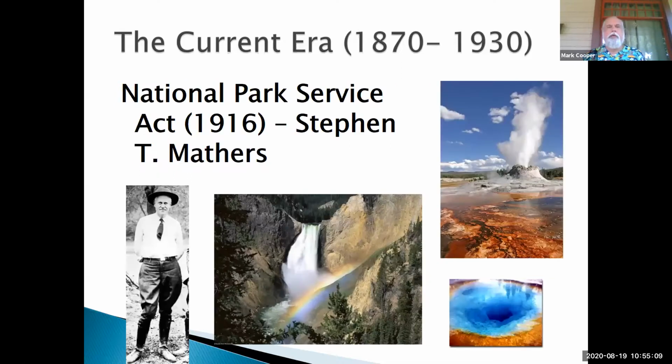All right, and then we get to the national parks, and we have Stephen T. Mathers. His name will show up in plaques and things. He's actually on a plaque at Yosemite. I was just up there a couple of weeks ago. And also, I'm showing you pictures of the first national park, and hopefully you recognize it. These pictures are actually of Yellowstone.